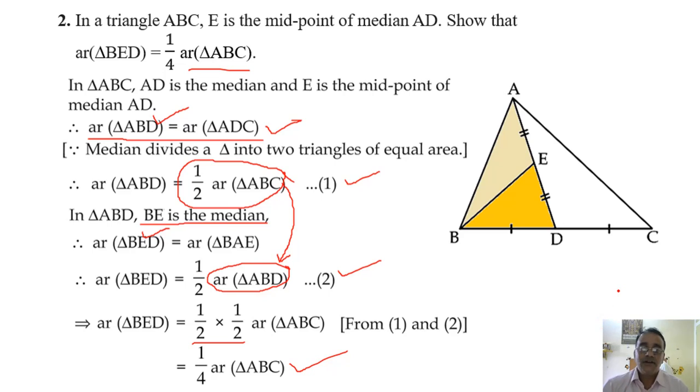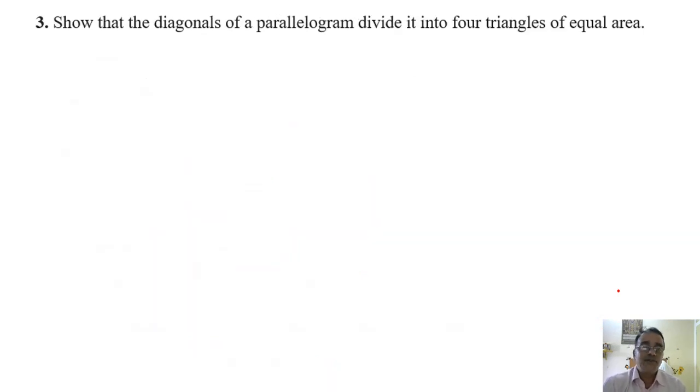Okay. Now let us move towards the third question. Show that the diagonals of a parallelogram divide it into 4 triangles of equal area. So first we will draw the parallelogram. And what is the property of diagonals of a parallelogram?